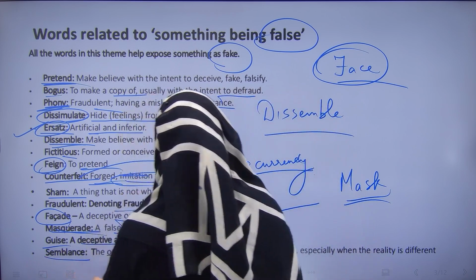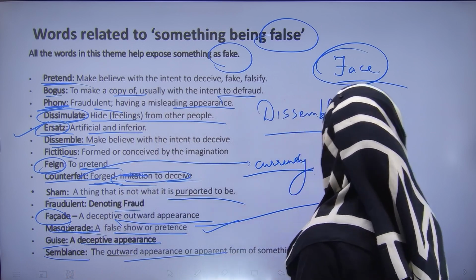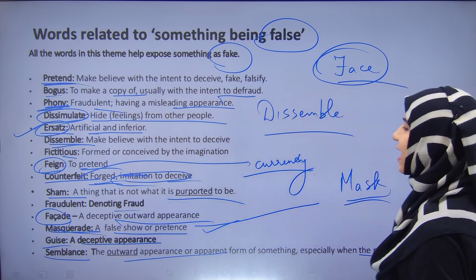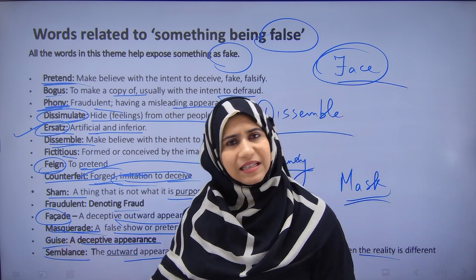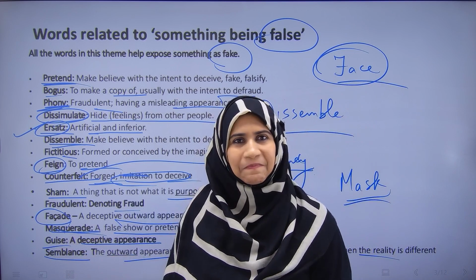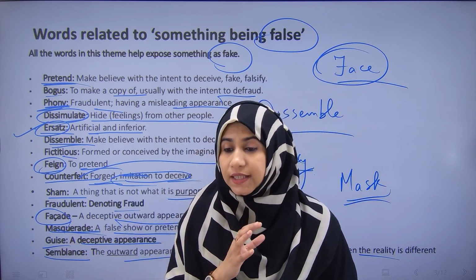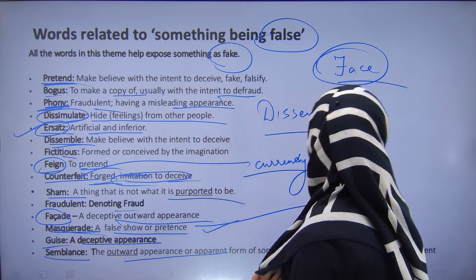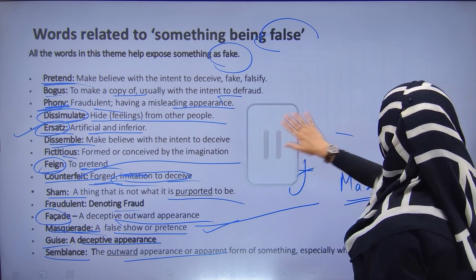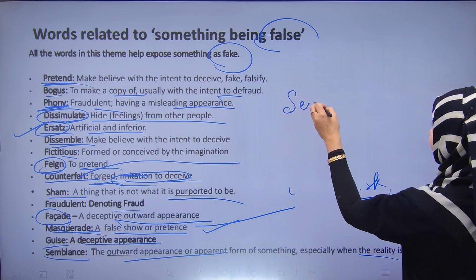What is semblance? The outward appearance or apparent form of something, especially when the reality is different. So guise and semblance are synonyms. I hope you've understood this really well. I want you to make a sentence on semblance.